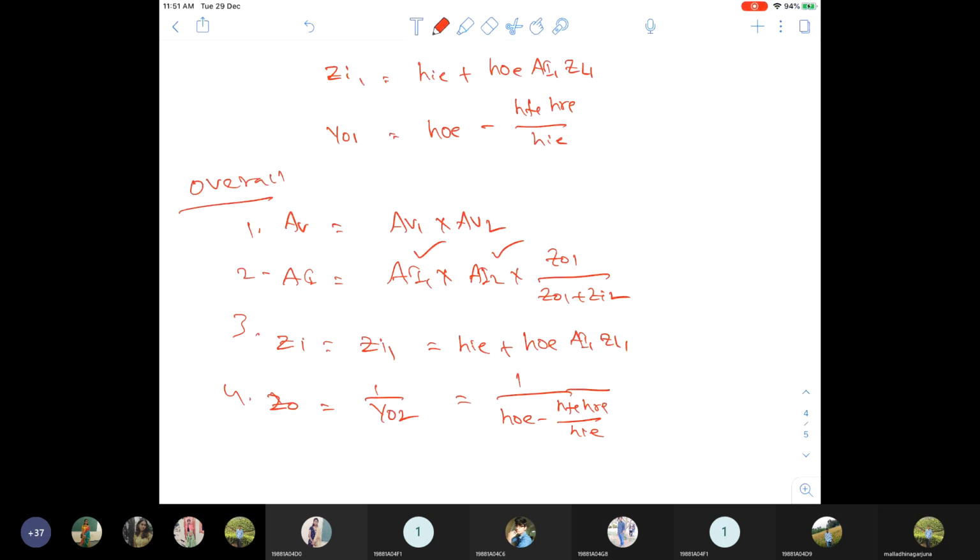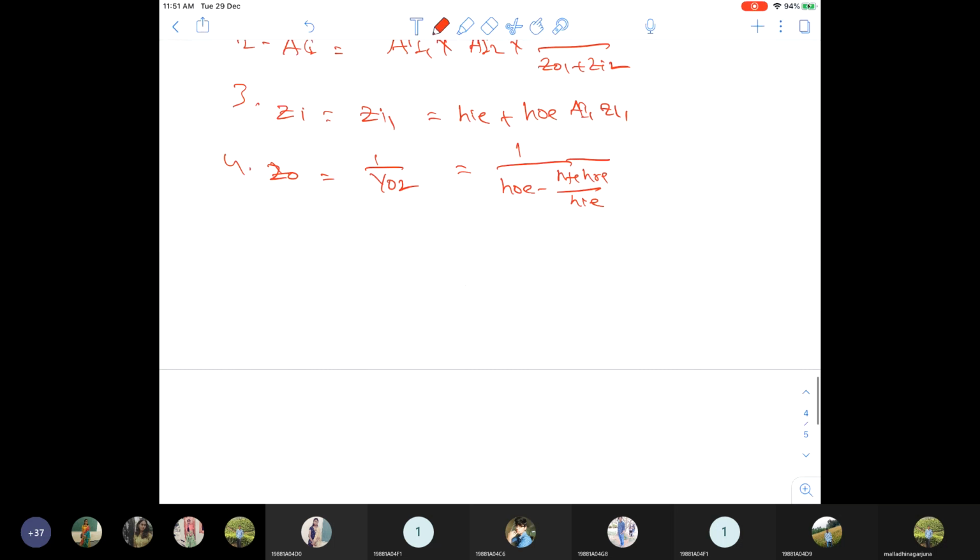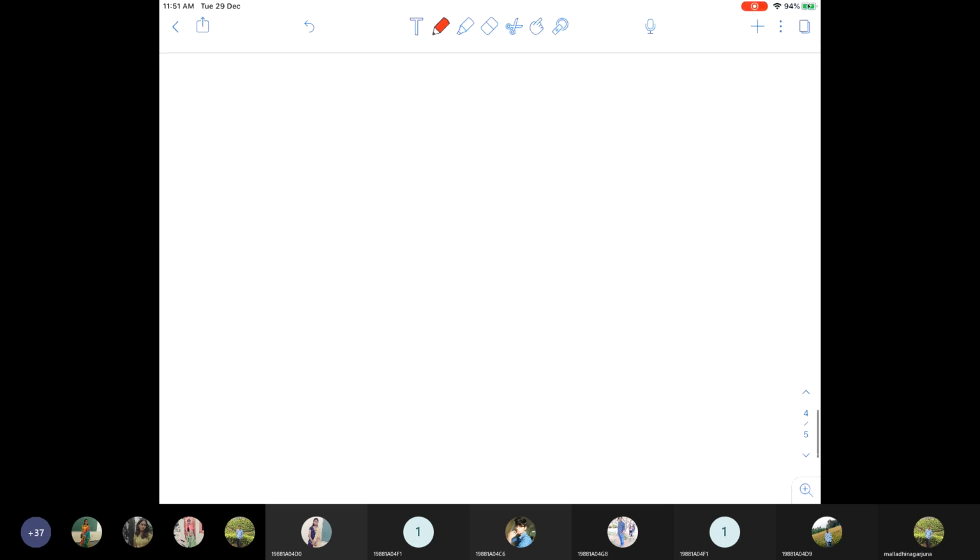So this is a two-stage RC coupled amplifier. Now coming to the cascade, the second type of the multi-stage amplifier is the cascade amplifier. We'll do the analysis for cascade. As I told, you can use CE with CC or CE with CB. Both are cascade amplifiers only.